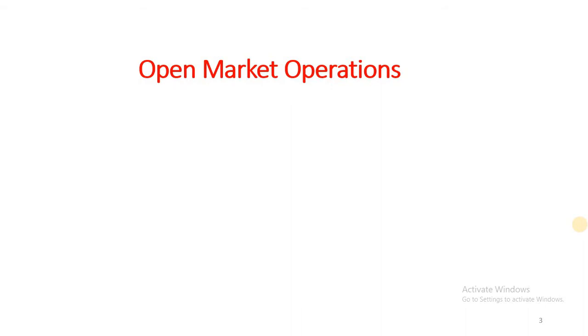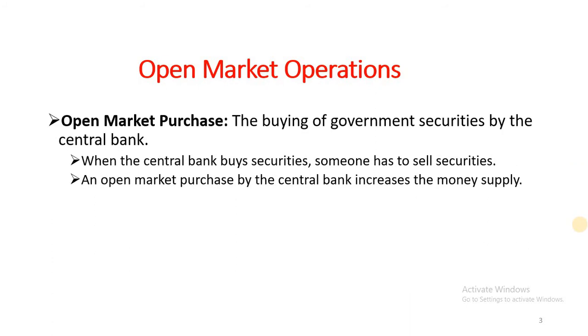Open market operations are used by the central bank to purchase and sell treasury securities to influence the money supply. An open market purchase indicates the buying of government securities by the central bank. When the central bank buys the securities, someone who holds the securities has to sell it. So, an open market purchase by the central bank increases money supply.